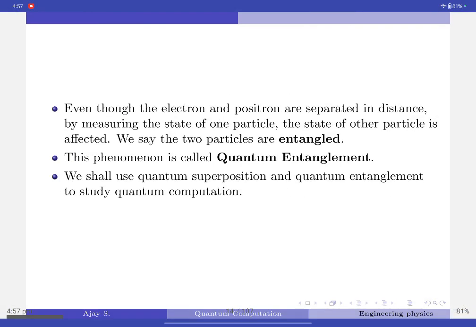So even though the electron and positron are separated in distance, by measuring the state of one particle, the state of the other particle is affected. We say the two particles are entangled. This phenomenon is called quantum entanglement.